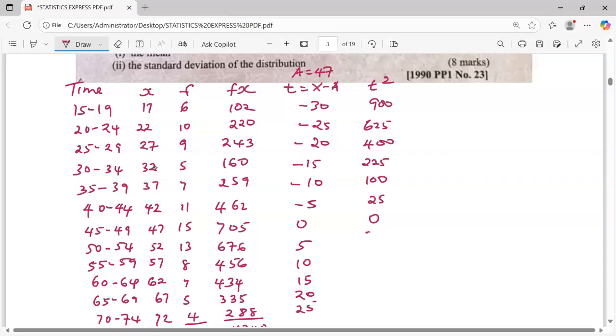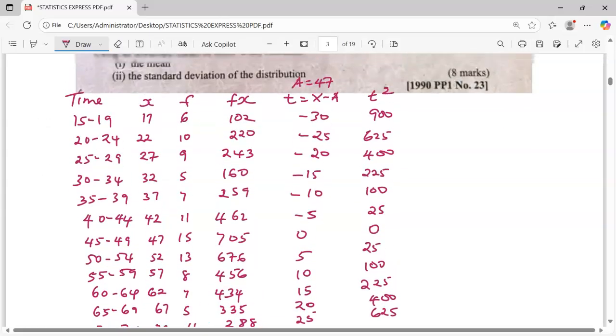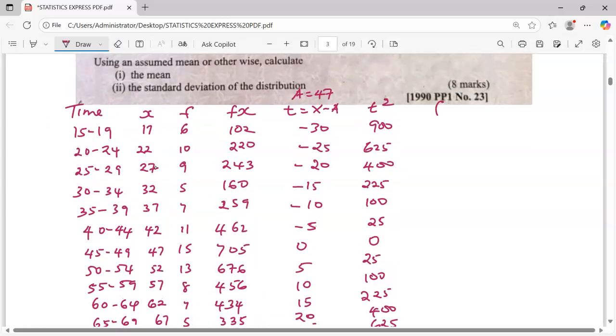We have 5 squared is 25. 10 squared is 100. 15 squared will give us 225. 20 squared will give us 400. And lastly, 25 squared will give us 625. Once we have t squared, we now move and get ft squared by taking t squared times frequency.